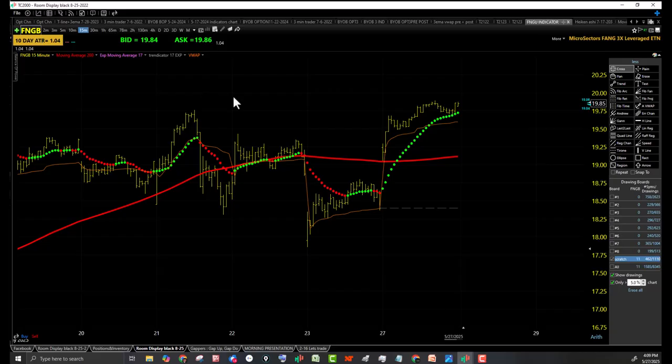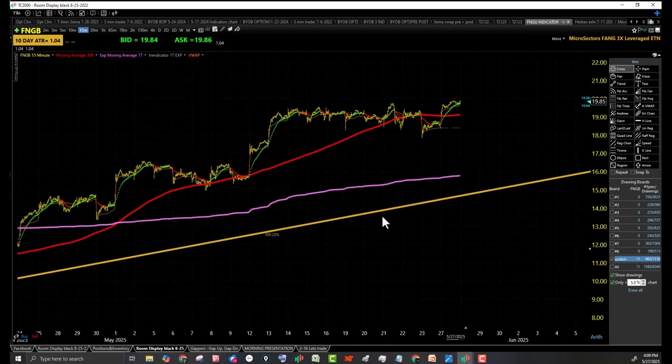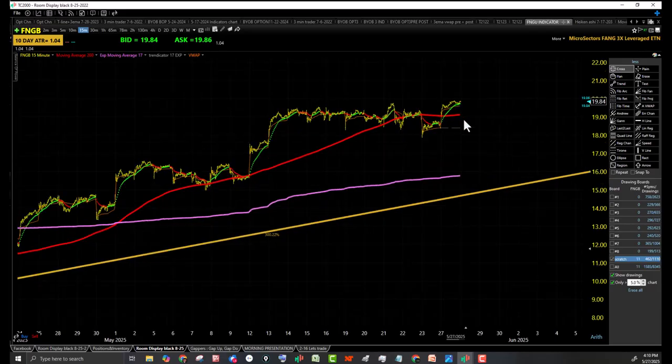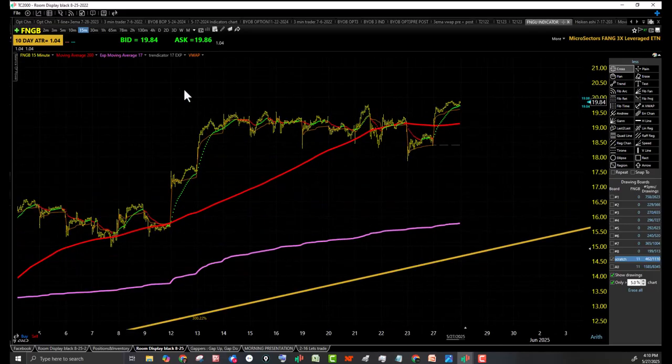FNGB right here. Again, look at this. Price action, bullish gap up, and we're holding the higher ground, still holding that bullish gap open since the 12th of May. Where are we now? It's like the 27th of May. So this is nice work on the bulls' part, hanging on to that higher ground, fighting for it, grabbing every inch, every yard right up there.